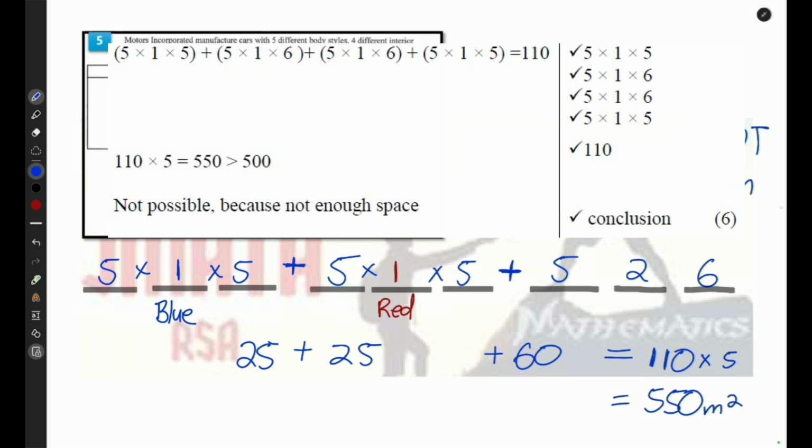Here is the official memo that did exactly what we did, except they split grey and black as well. So they had 4 separate answers that they added, and then they had to write the conclusion. How did you do with this one?